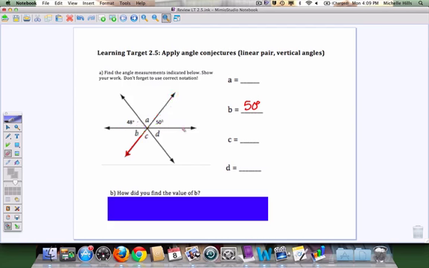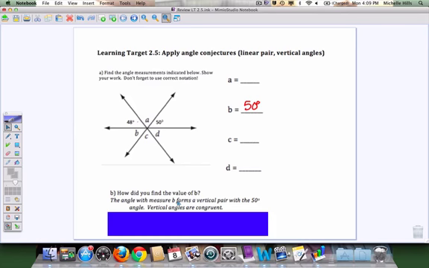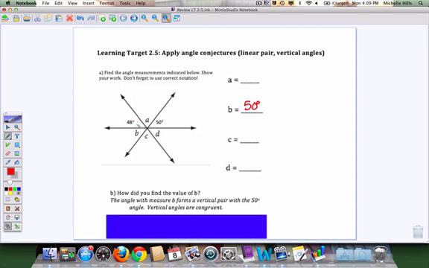So down here, where it asks me to give my explanation on one of these, how did I find the value of B? The angle with measure B forms a vertical pair with the 50-degree angle. Vertical angles are congruent. So that's how I knew. Again, being lazy, I'm doing all my vertical pairs first. The D and the 48-degree angle form a vertical pair, so D is 48 degrees.